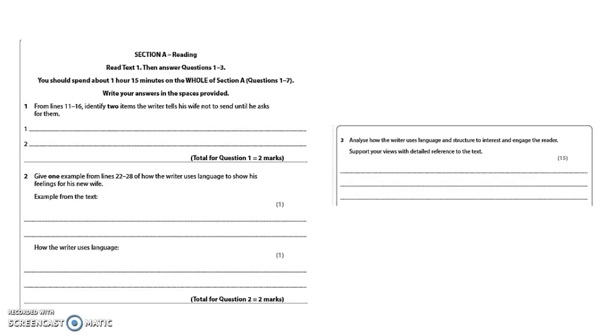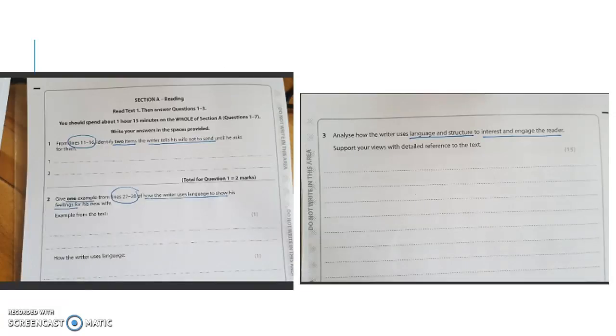So this is what this exam paper looks like, and you can see that questions 1 and 2 are short answer questions, but question 3 is the language and structure question worth 15 marks. So just as we did for paper 1, we're going to start by circling the key line numbers referred to in the questions and the key things that you're being asked to look for in the questions. So you can see here that I've already done that.